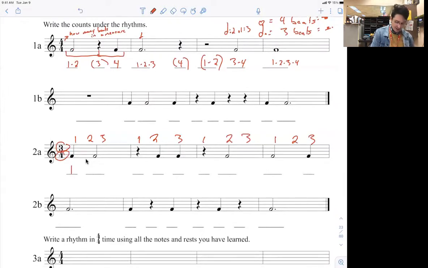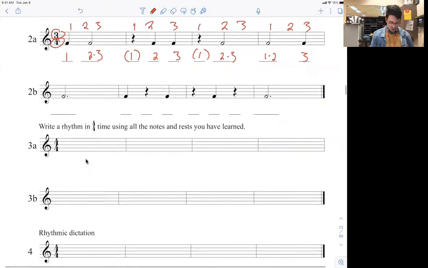So this is going to be 1. That half note gets the rest of the 2 beats. So 2, 3. We don't have a 4th beat because the time signature doesn't have a 4th beat. So now we're going to go 1 in parentheses, 2, 3, 1 in parentheses, 2-3, because beats 2 and 3 are combined by that half note. Then we have 1-2 and 3.